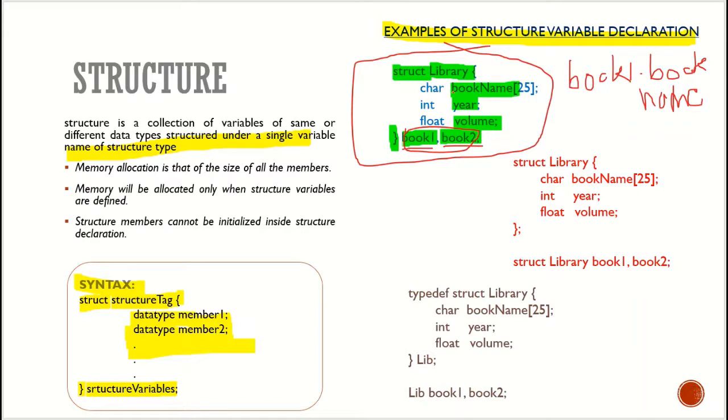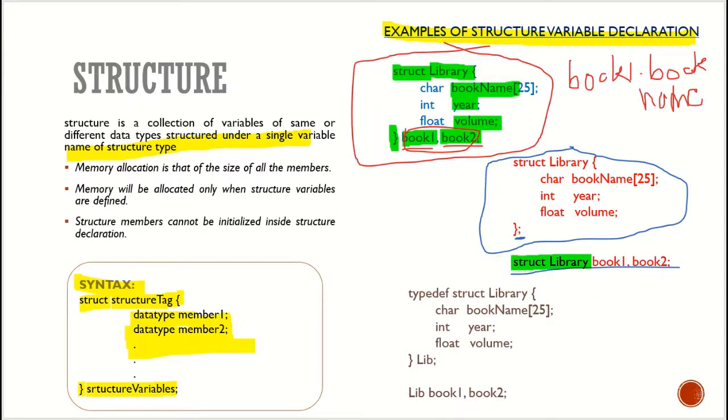So this can be split into two also. That means only the structure declaration can be given first without giving the structure variables here, and later in the program we can define the structure variables like this. So in that case we have to again use struct library, then book1 comma book2.